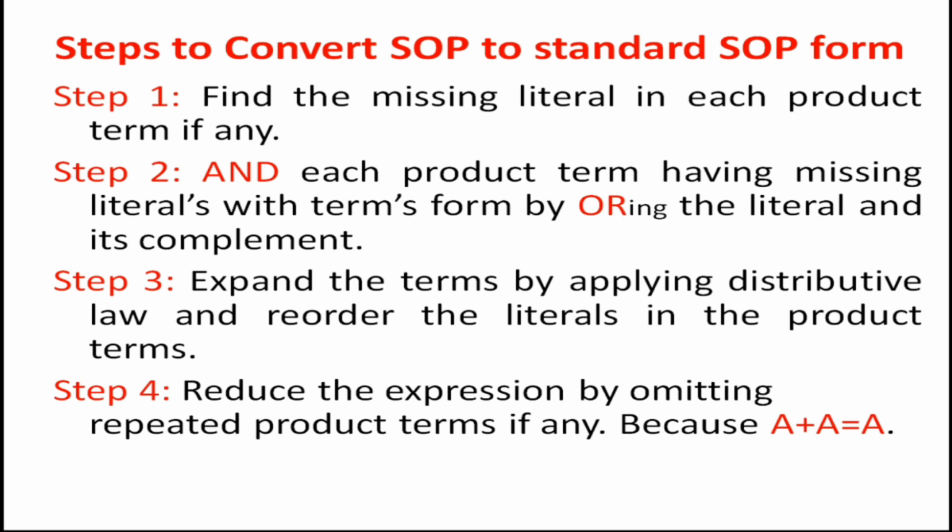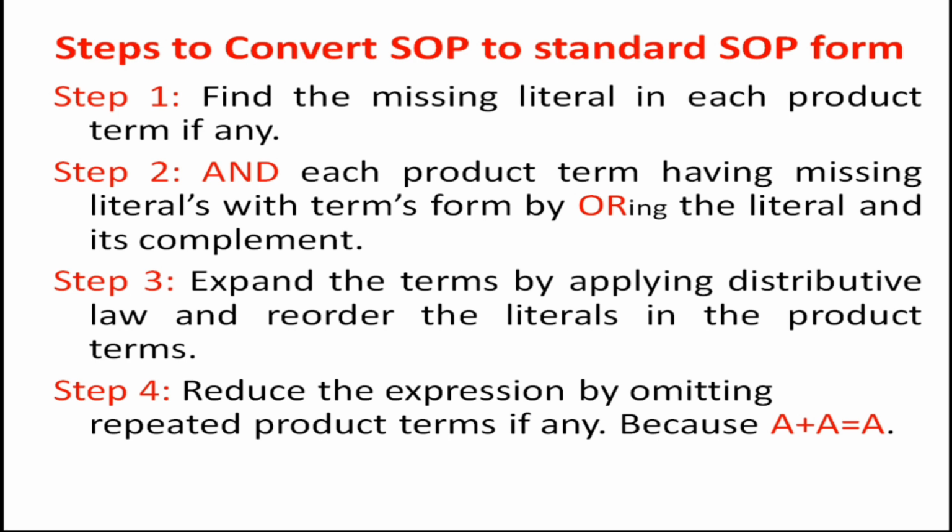Step 2 tells us to AND each product term having missing literals with the terms formed by ORing the literal and its complement. In step 3, we are going to expand the terms by applying the distributive law and then reorder the literals in the product terms. This we will see with an example.